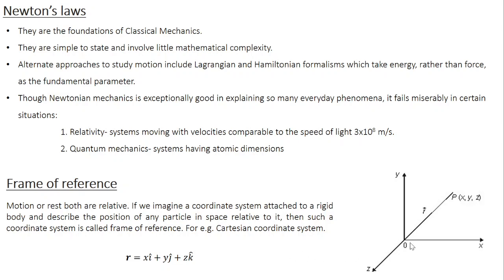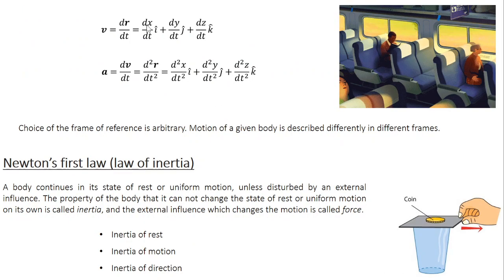So once you introduce the frame of reference and define the position vector, you can easily derive other parameters. So you monitor the position vector as a function of time. So the first order derivative of the position vector gives you velocity.